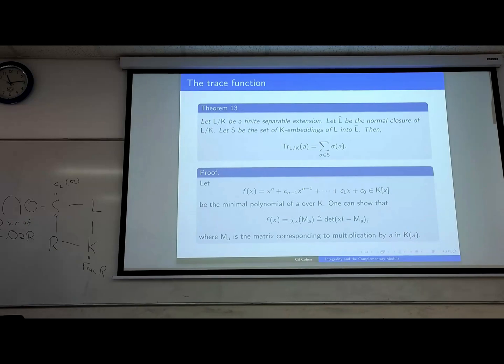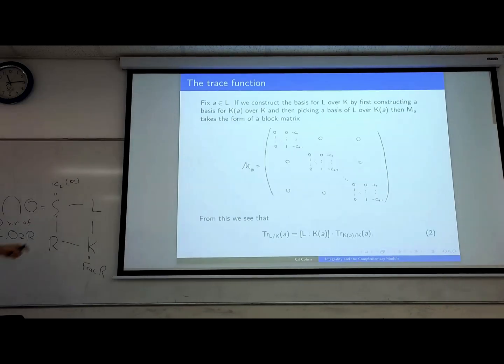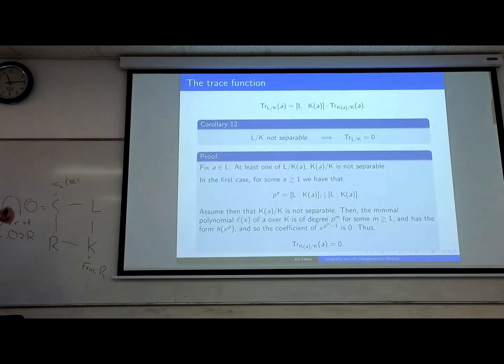The trace maps elements from L to K. It's not going to be the zero map, and that's the formula for it. You can also cook up a formula once you choose a basis of L over K as a vector space, and that's what we saw here before. We chose a basis, and you can look at the trace of some matrix and so forth, but you can do it basis independent, and that's the best way to do it.